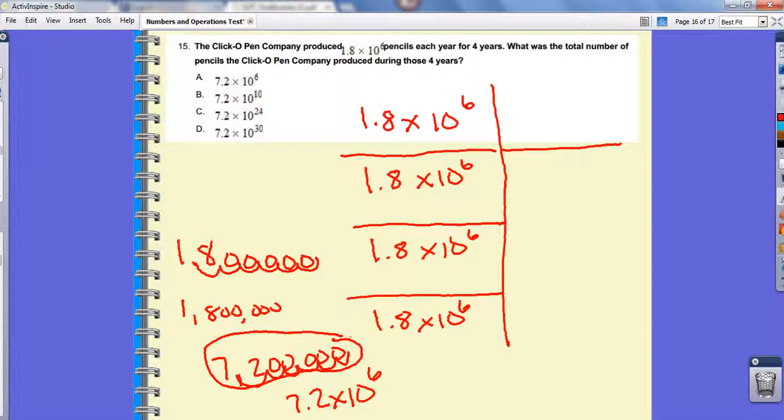So that's why you have to understand the skill. But if you want to use the calculator on that, that's fine. Just make sure you still have to know how to put it back into scientific notation. And that's question number 15 of the numbers and operations test.